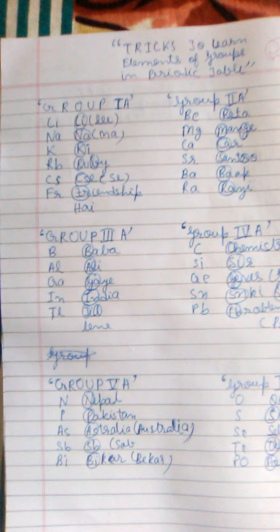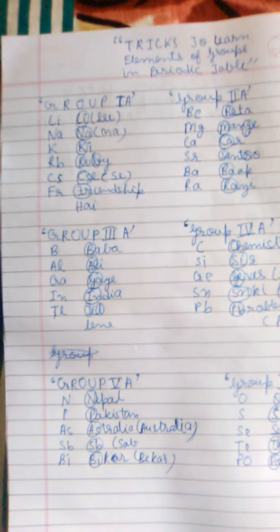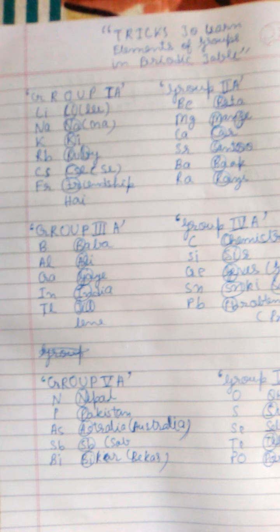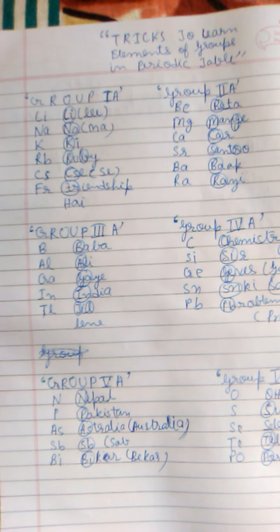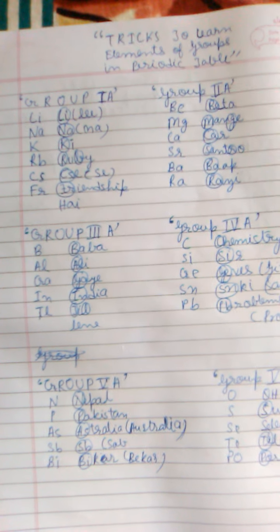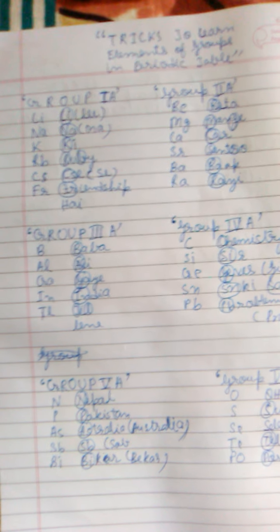I also mentioned electron affinity, or electron gain enthalpy, or atomic radii, which depend on various factors like nuclear charge. It also depends upon the metallic bonding, hydration energy and lattice energies. So here are some tricks.